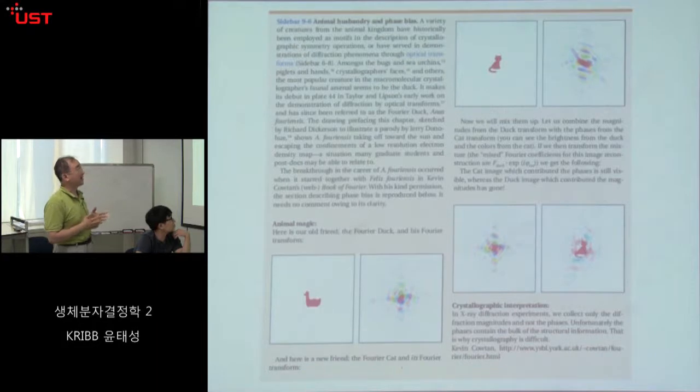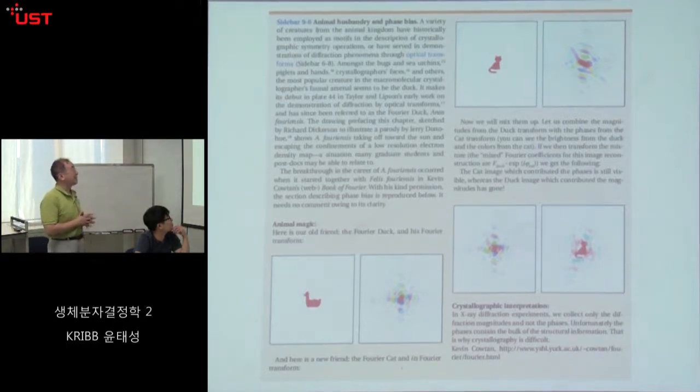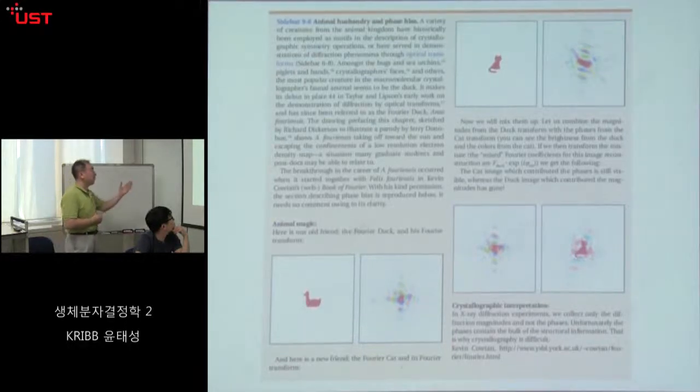What pictures are you looking at? We have two kinds of animals. Which is which? Duck and cat. Yes, duck and cat. So, if you read this sidebar and box, actually this is taken from this textbook. Not only this book, but also many crystallographic illustrations and tutorials are using this kind of picture. Simply here is our old friend Fourier duck and transform, etc.